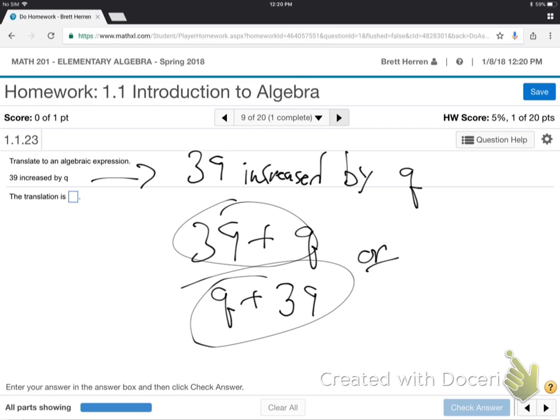Yeah, they do get more complex. A little bit. Those word problems are tricky. Yeah, we'll have a lot of word problems.